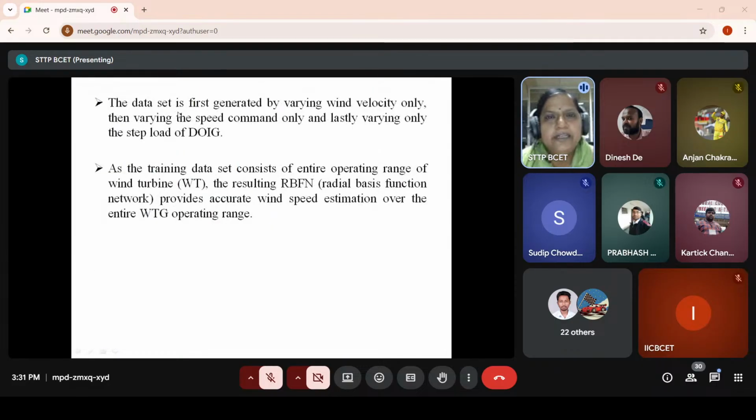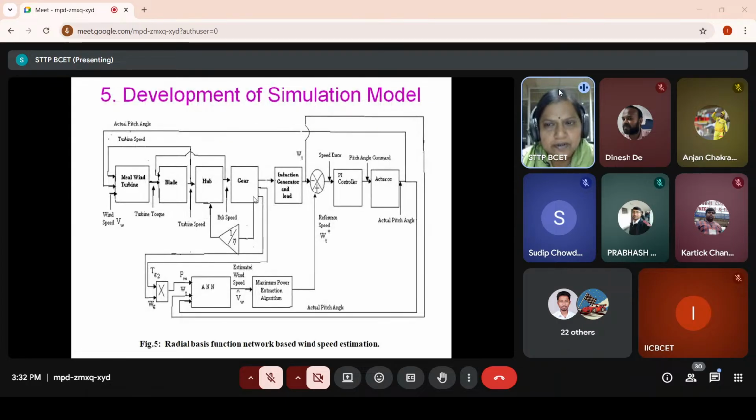Here you can see that the data set was first generated by varying wind speed, then by varying the speed command only, and lastly by varying only the step load of the DOIG. So we are giving a wide set of variations of PM, omega t and beta, and the corresponding VW was calculated. Then the RBFN was trained with the entire range of the three inputs and the output, and finally the artificial neural network was ready to predict the wind speed.